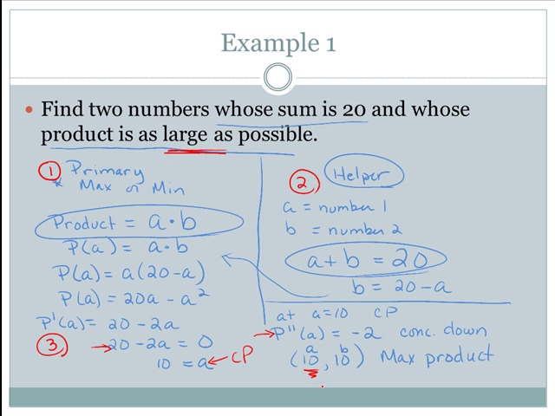The A value was 10. I plugged that into the original product equation, and I plugged it into the A plus B equals 20, which gave me another 10, and that would be my maximum product of 100. So our answer is, if your two numbers are 10 and 10, that gives you the largest product possible if the two numbers have to add up to 20. All right, let's go to the next example.